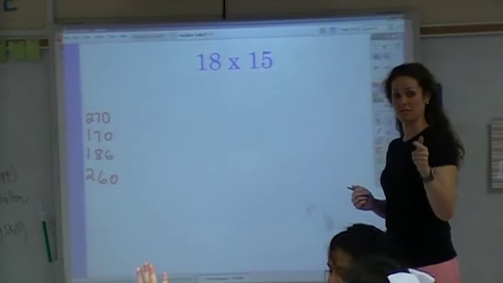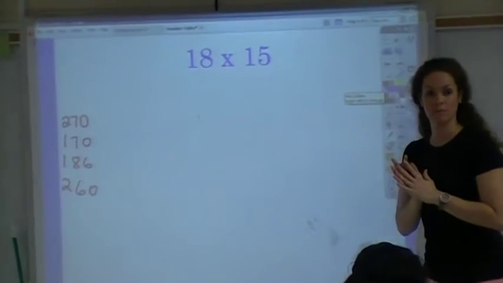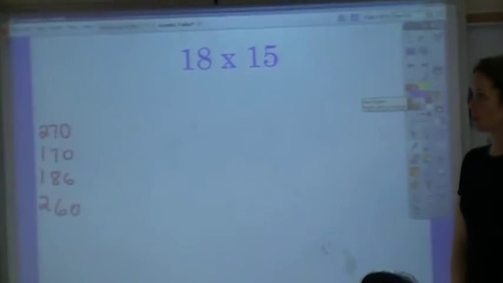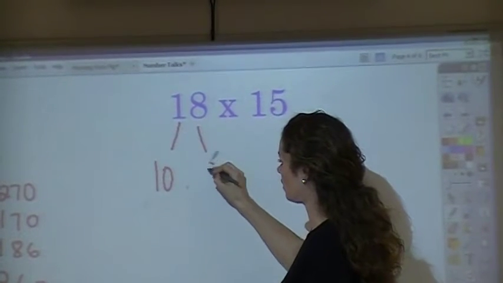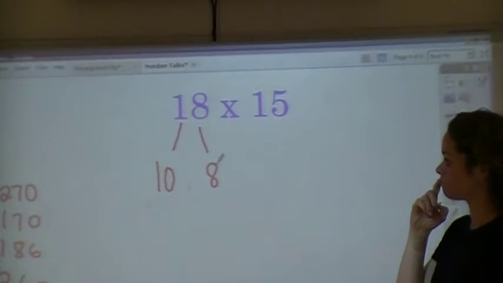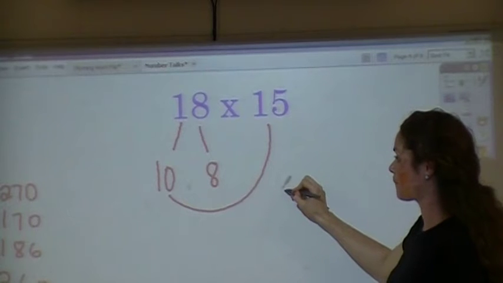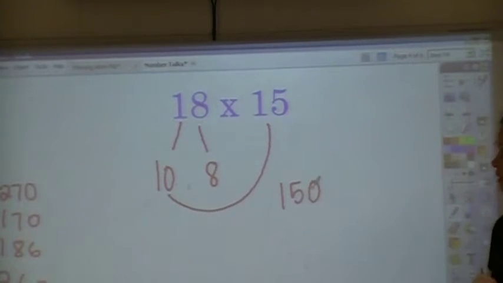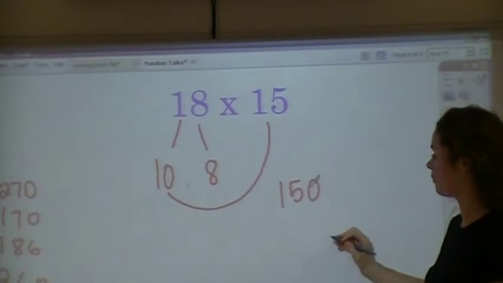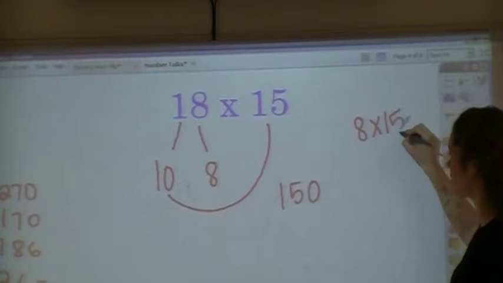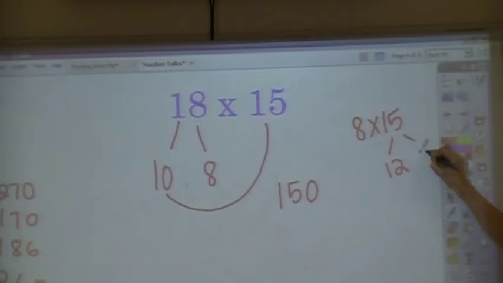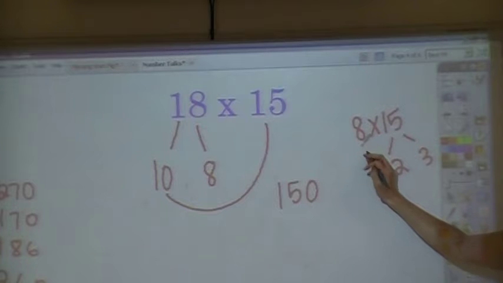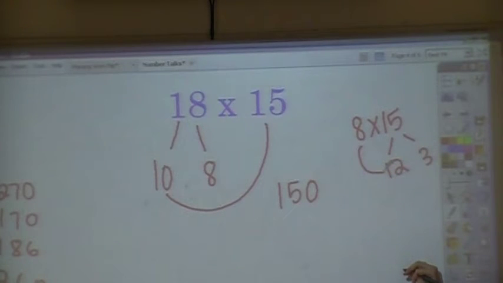Okay. Carly, you want to share? No. Brian? Go ahead. I don't know if this is correct, but we'll try. I decomposed 18, so 10 and 8. I multiplied 10 times 15, which equals 150. And I did 8 times 15, but I didn't know what that equals. So I did 8 times 12, which equals 96. So you decomposed 15 into? 12 and 3. I did 8 times 12, which equals 96.